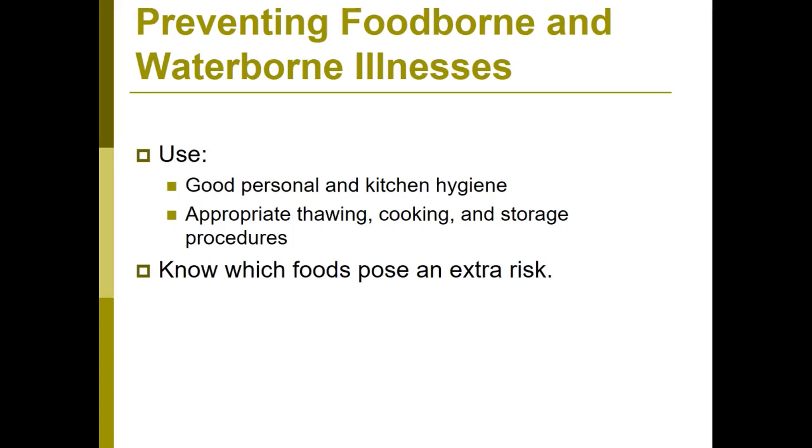So some of the primary strategies for preventing foodborne and waterborne illnesses are just to practice good personal and kitchen hygiene. If you cough or sneeze or something like that, you want to wash your hands. You want to use clean surfaces and utensils, etc. Avoid cross-contamination, those types of steps. You also want to follow appropriate thawing, cooking, and storage procedures. So again, think about keeping foods out of that danger zone temperature range as much as possible, and following the food safety practices described in this chapter.